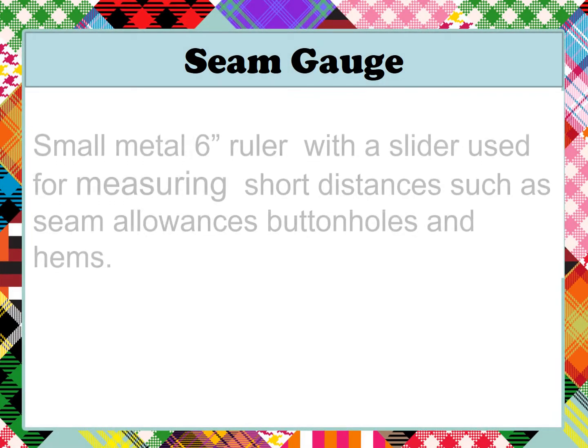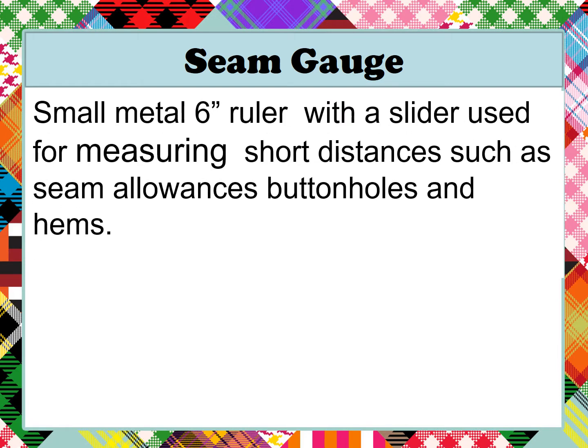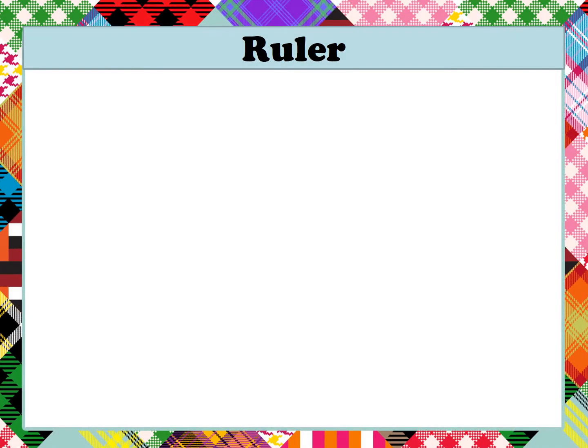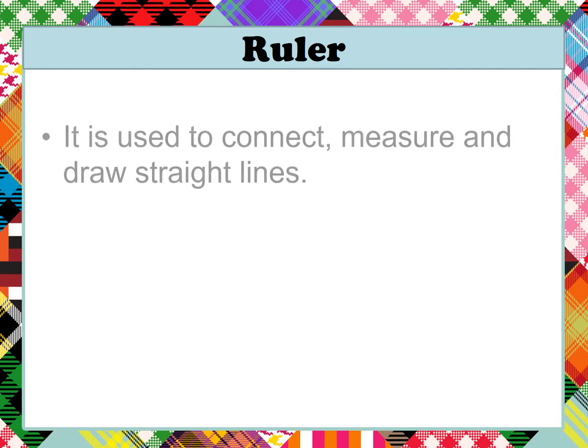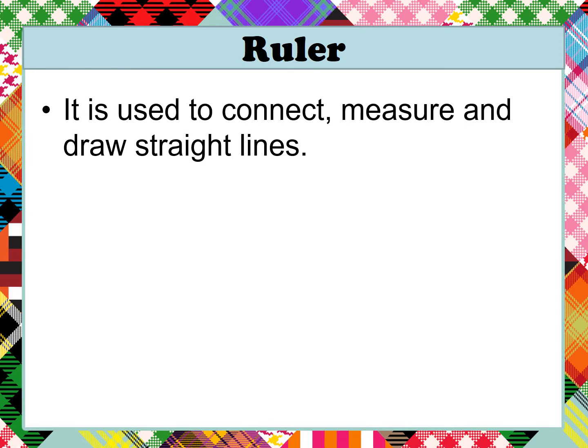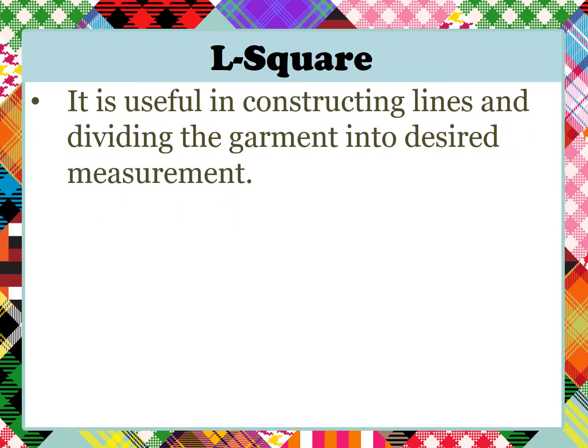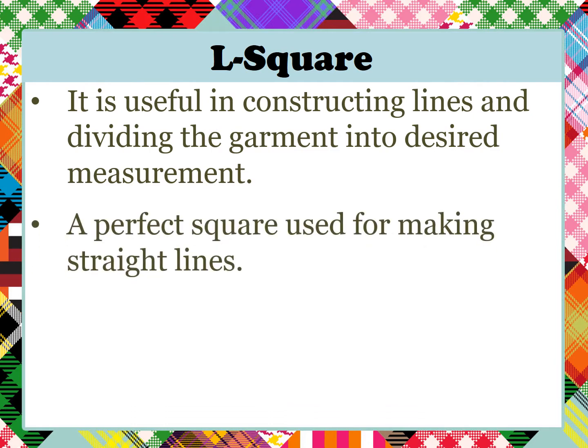The next one, seam gauge. It's a small metal 6-inch ruler with a slider used for measuring short distances such as seam allowance, buttonholes, and hem. As you can see, it's measuring the hem. The other measuring tool, rulers. It is used to connect, measure, and draw straight lines, as you can observe. Let's look at L-squares. It is useful in connecting lines and dividing the garment into desired measurements. A perfect square used for making straight lines.